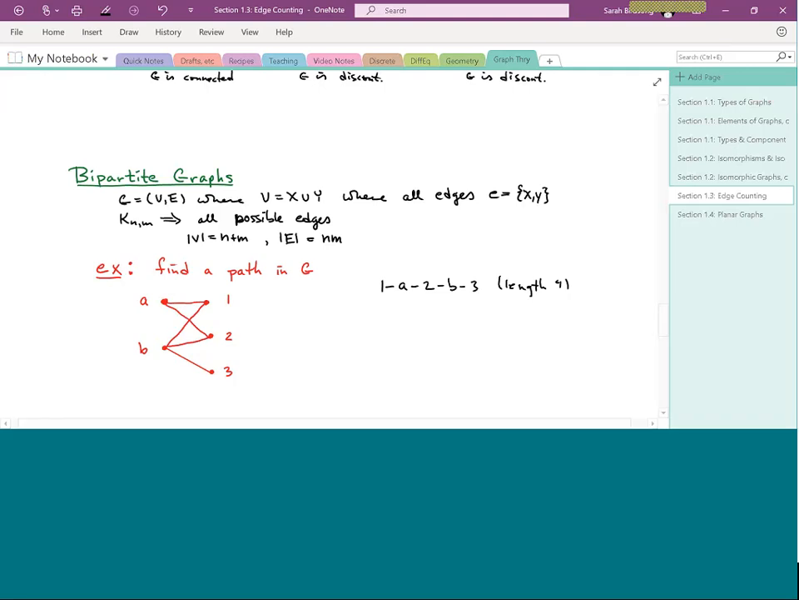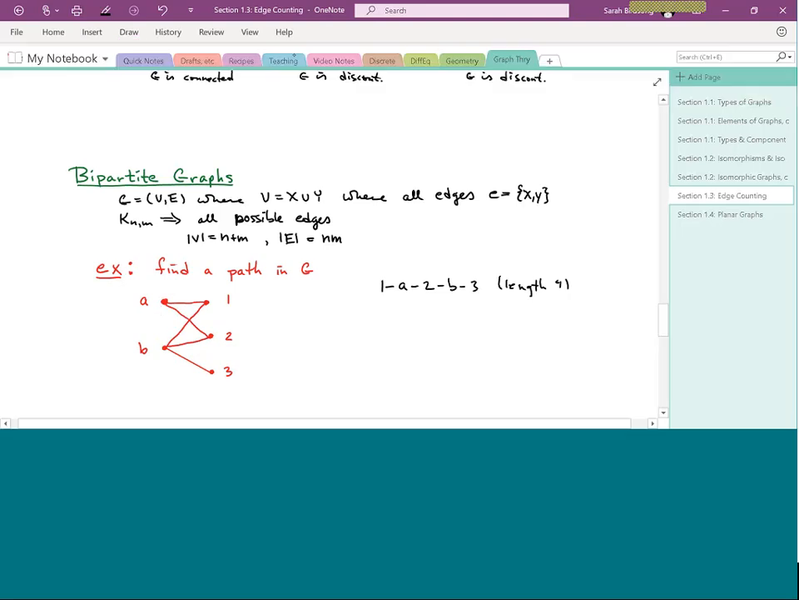Now, that's not the only path. Yes. So the question is, for the length of the path, do you count the number of edges? And the answer is yes. So what that means is the length of the path is always one less than the number of vertices that you used.